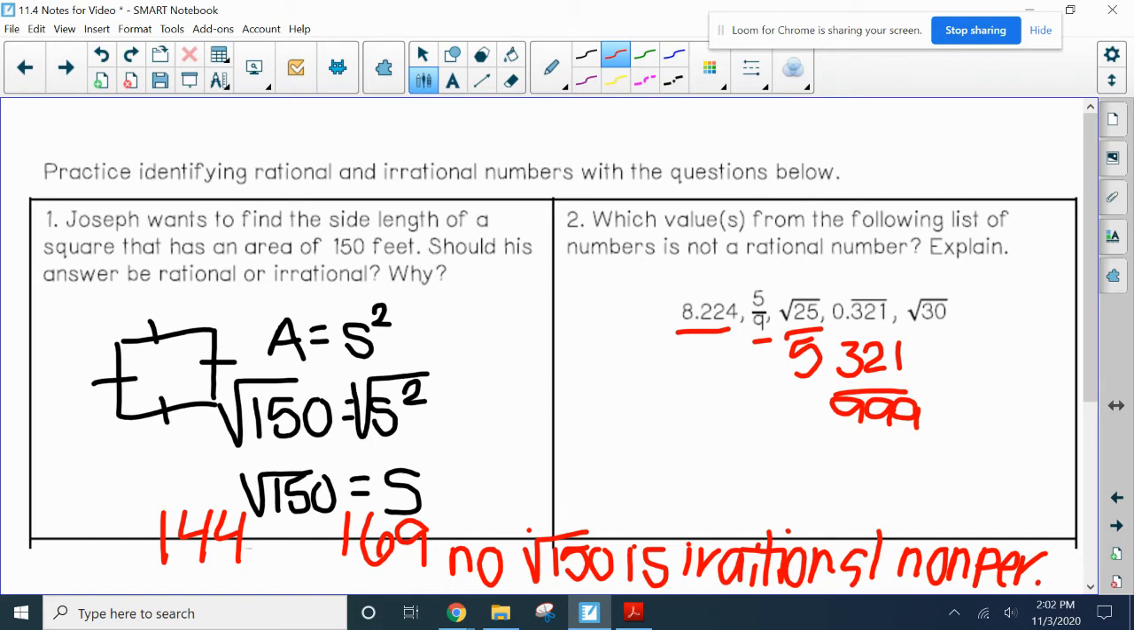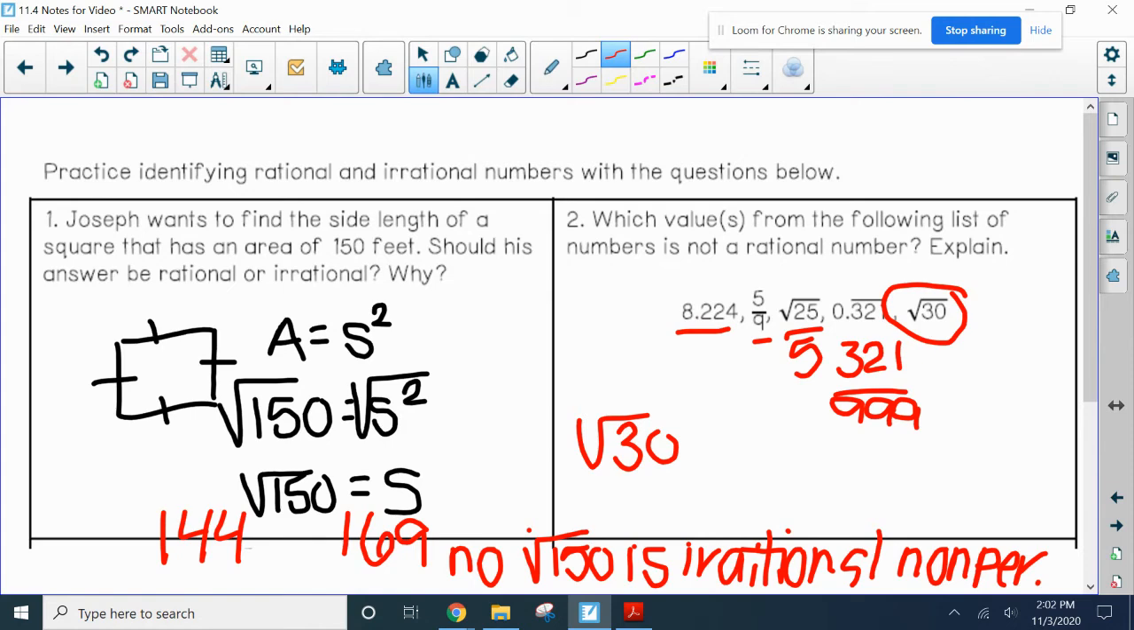And then I see the square root of 30. So my last question is, well, is it a perfect square? Because if it is, it's rational, but if it isn't, it's not. And it is not a perfect square. So the square root of 30 is not a rational number, which means it's irrational, because it can only be one or the other.